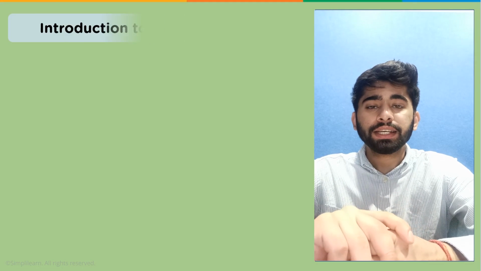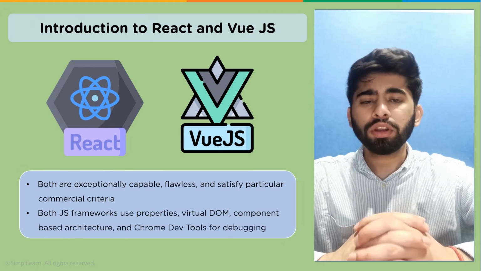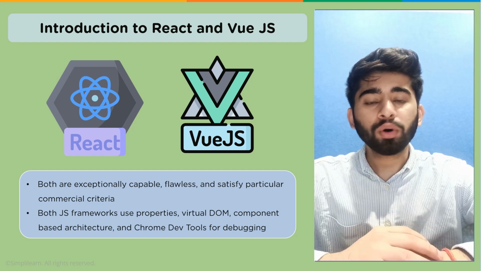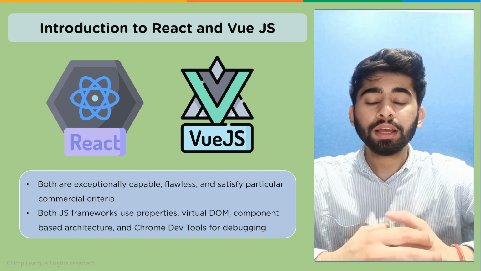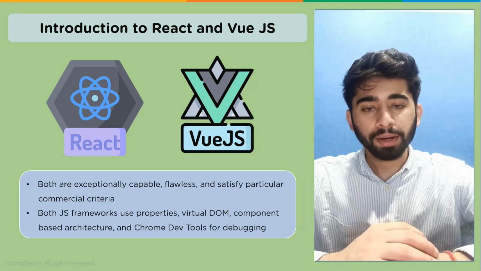Vue and React JS are capable, flawless, and satisfying particular commercial categories. Both JS frameworks use properties, virtual DOM, component-based architecture, and Chrome dev tools for debugging.